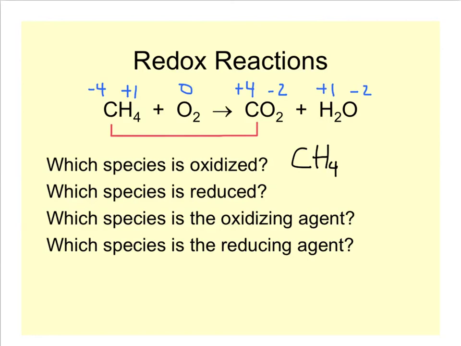All right, what's being reduced? The oxygen's going from 0 to -2 in either the carbon dioxide or the water. So it turns out that it is the oxygen that is getting reduced. Therefore, which species is the oxidizing agent? Well, oxygen is the thing that's grabbing the electrons away from methane, so it is the oxidizing agent, and methane is the material that is bringing electron density towards the oxygen, so therefore the methane is the reducing agent.